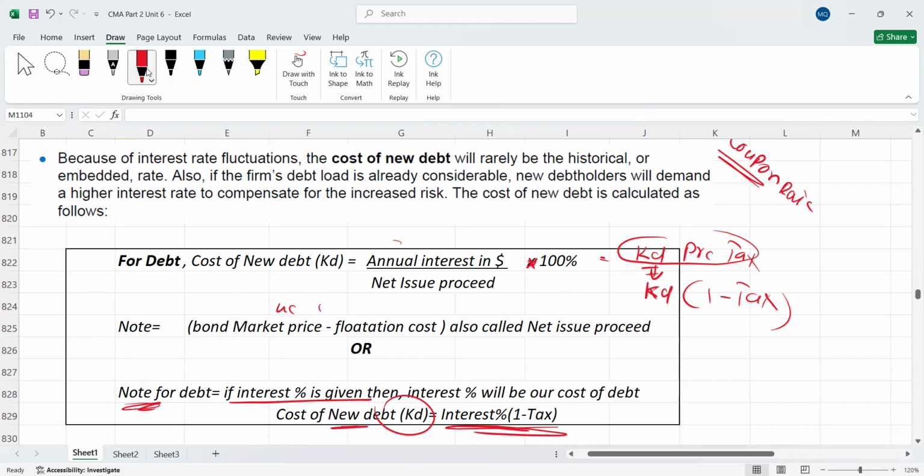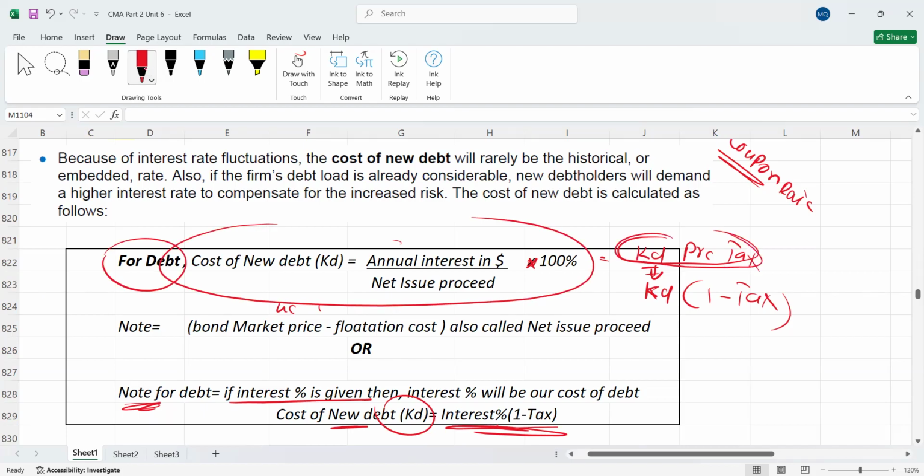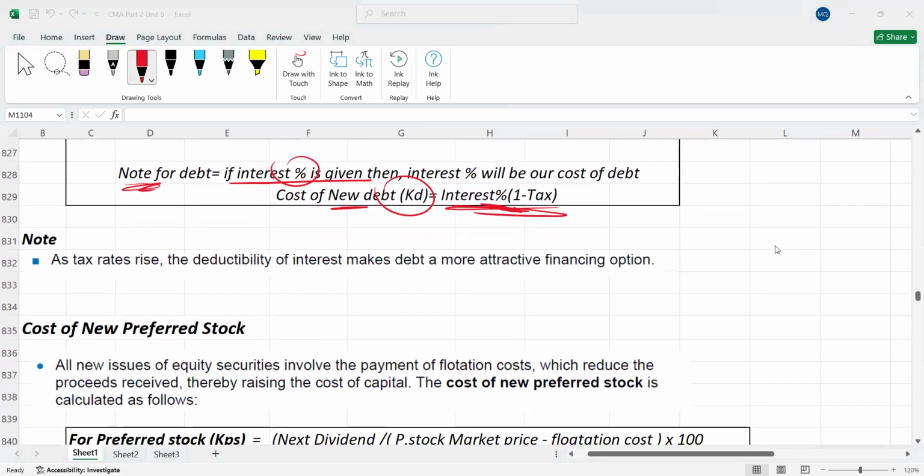I'll do the question. For now you just have to memorize the formula. So this is our first priority, to use this formula if we can, and get the pre-tax cost of debt, and then convert it to post-tax. Other thing, if in the exam question only a percentage is given, then take the cost of new debt: interest percentage times 1 minus t.